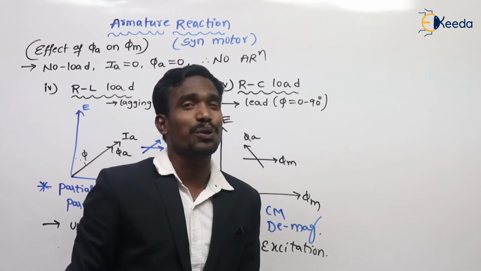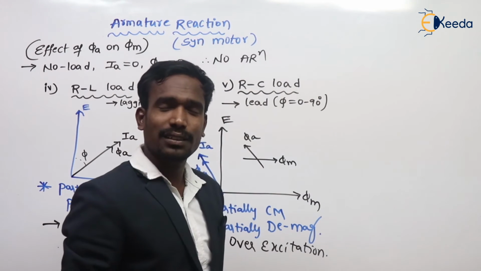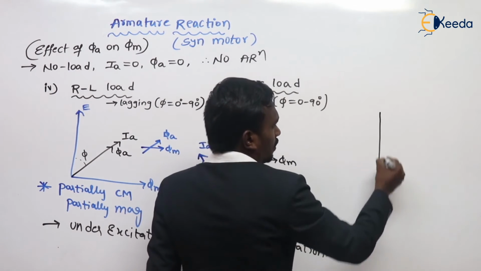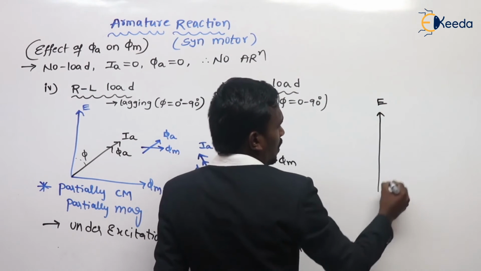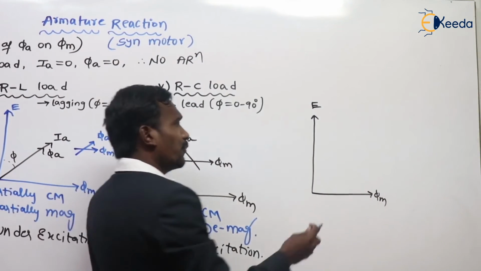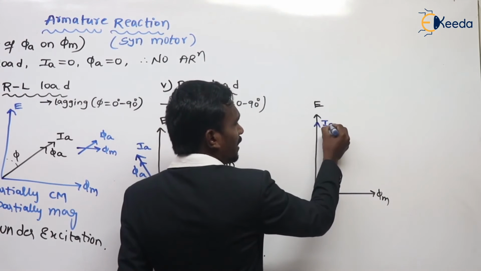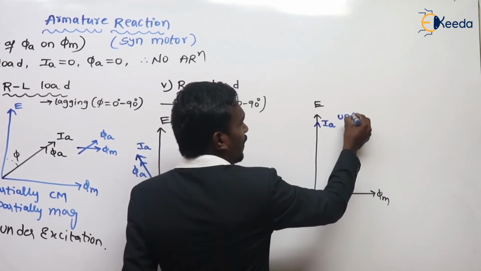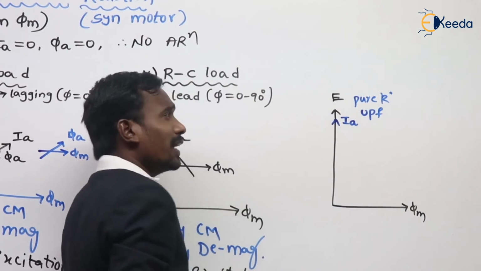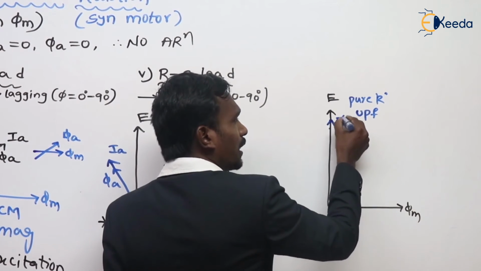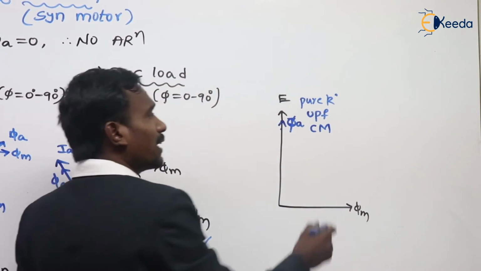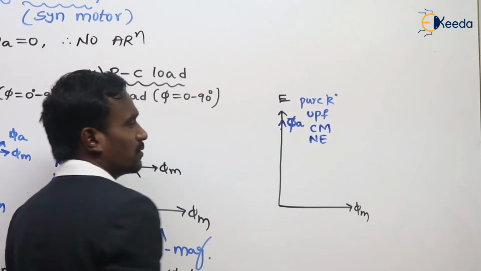Now let's see the overview. What is the overview of synchronous motor armature reaction? Very simple. This is my EMF and this is my main field flux. If armature current is here, that is called unity power factor, a pure resistive load. Then the armature flux is also here, the armature reaction is cross magnetization and the excitation is normal excitation.